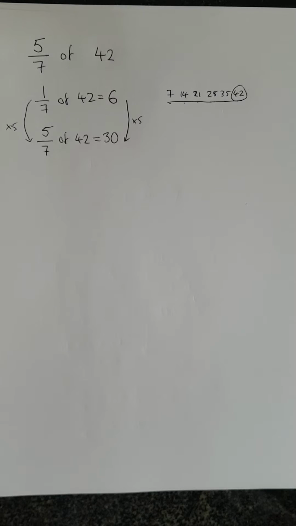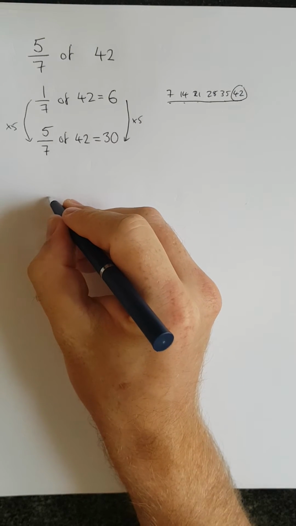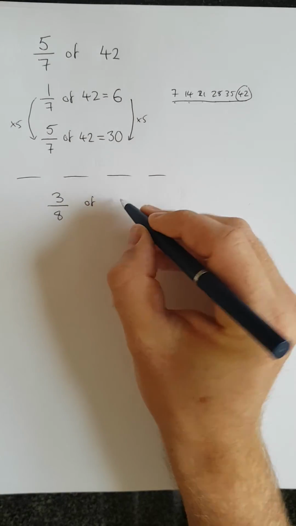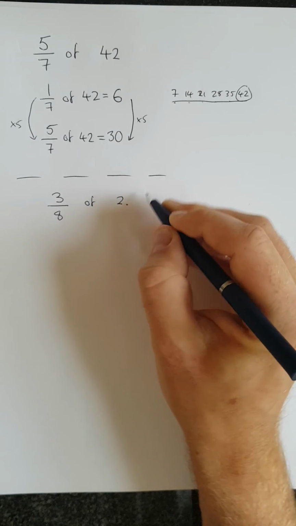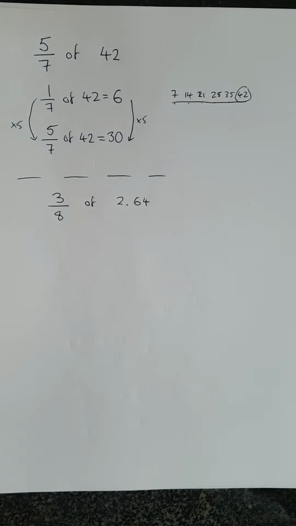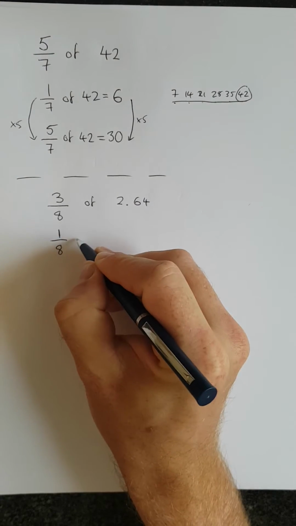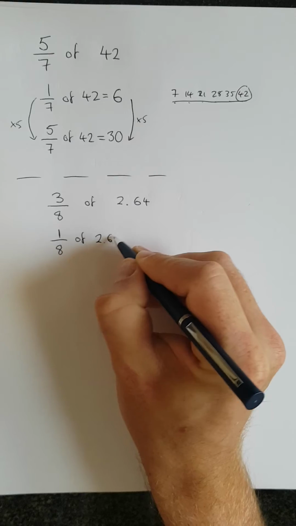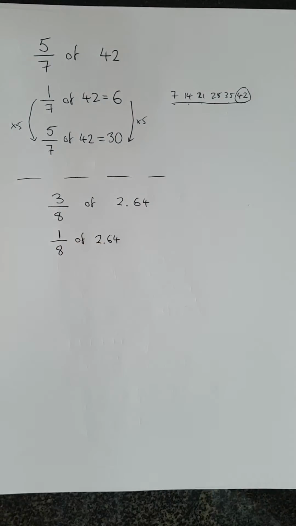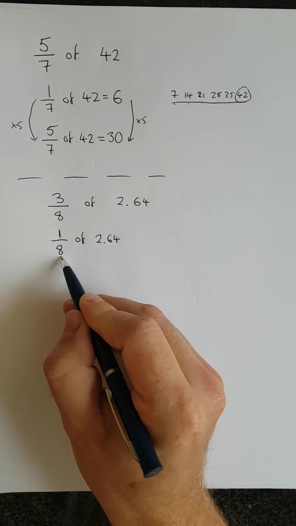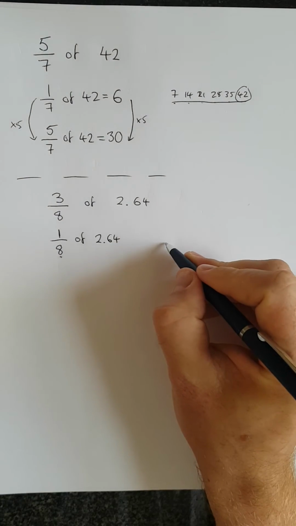I think by now you're starting to get the hang of this. So let's try another one. 3/8 of 2.64. Now, will it be harder with decimals? We're going to find out. So first off, we're going to try and find what 1/8 of 2.64 is. We find 1/8 by dividing by 8, because the whole one has been cut into 8 pieces.